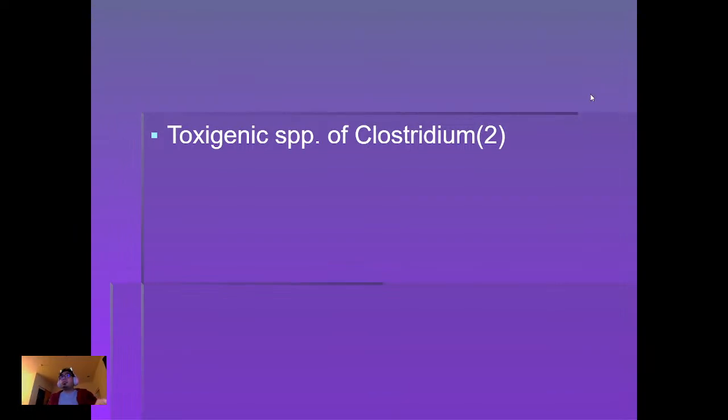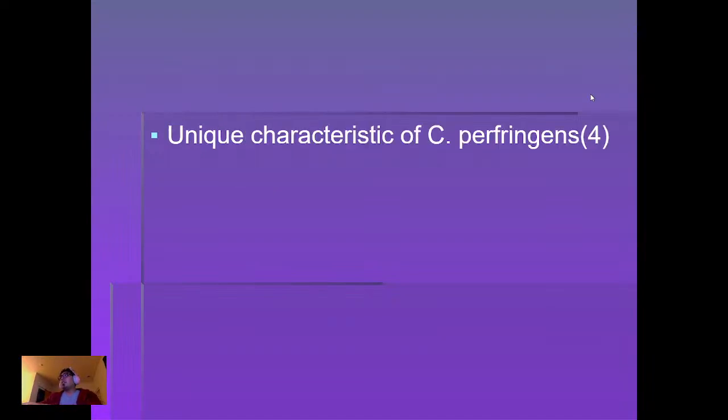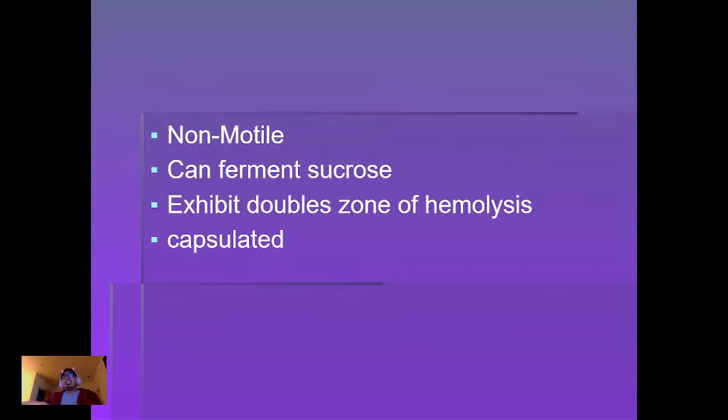So we have two species that are toxigenic, Clostridium tetani and Clostridium botulinum. And then we have another one, Clostridium perfringens, that has 4 unique characteristics. It's non-motile, it can ferment sucrose, it exhibits double zone of hemolysis, and it is the only one that is encapsulated.